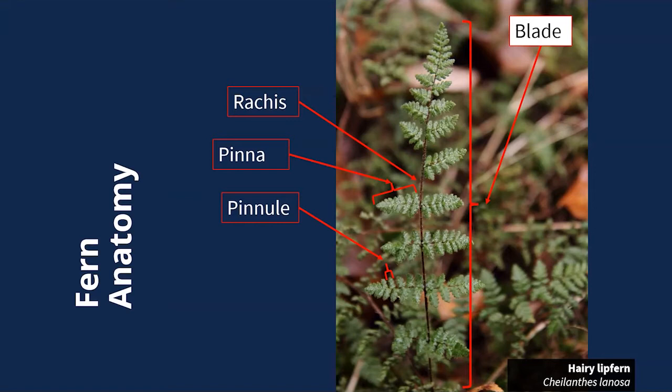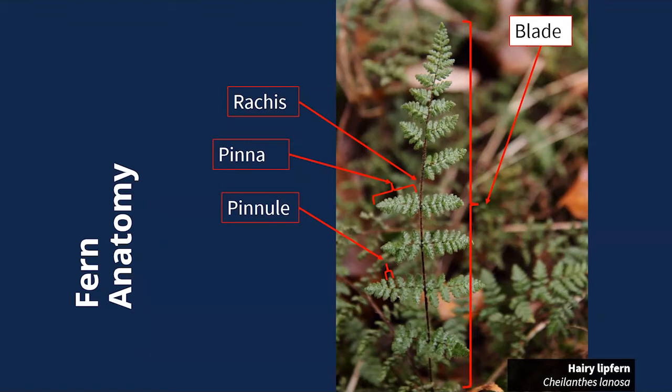So the pinnae would be kind of like a leaflet on a tree leaf, right? So it's a division of the full frond. Now, if those pinnae are further divided, then each of those little subdivisions are called pinnules, right? So that's just, again, lots of little bit different terminology. It's kind of annoying that they use different terminology, but it's good to know it, right?